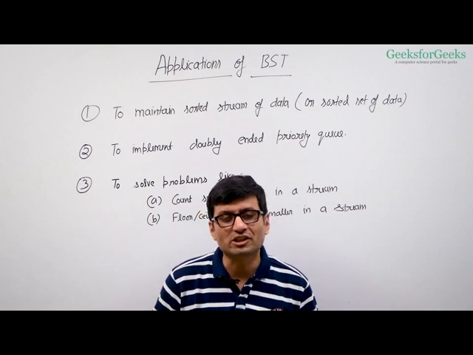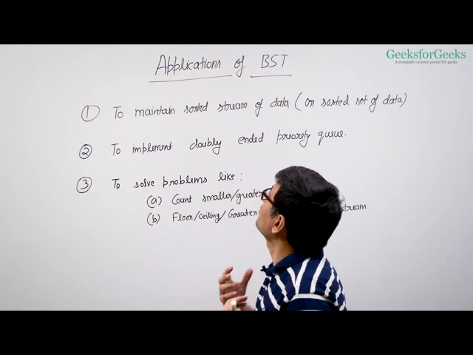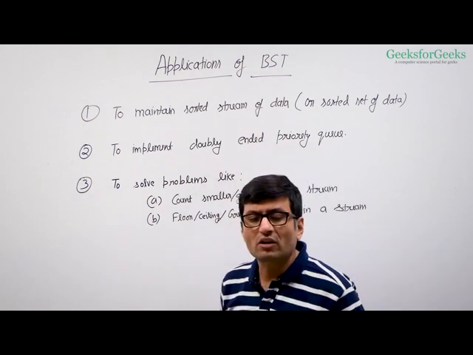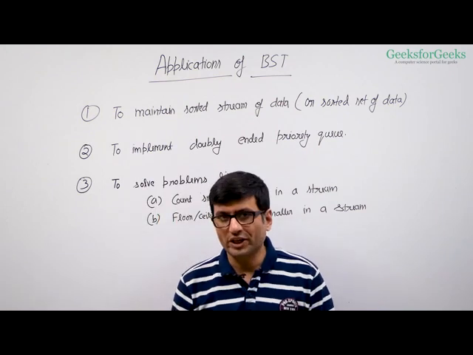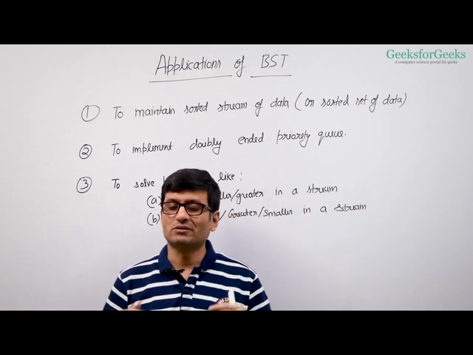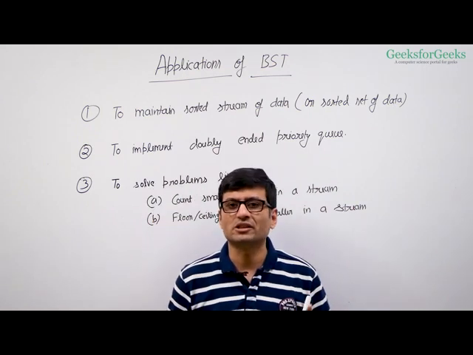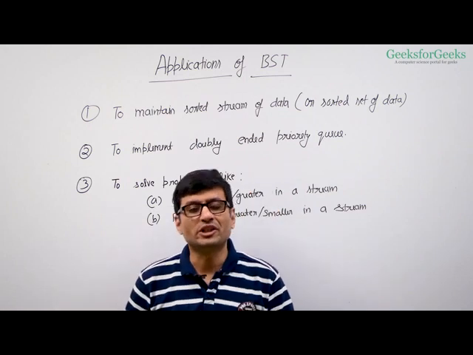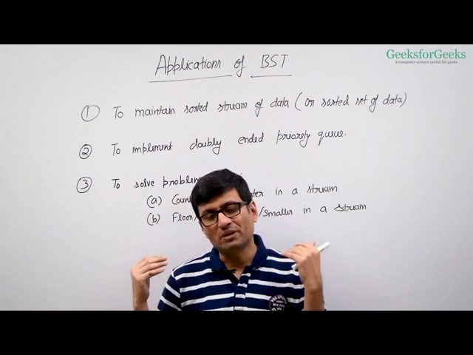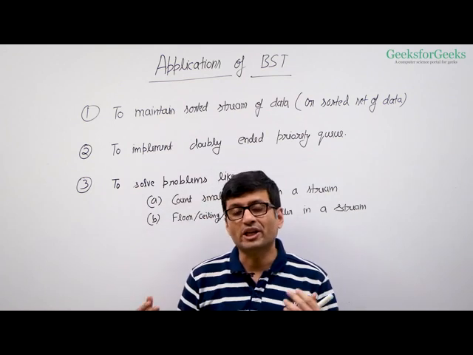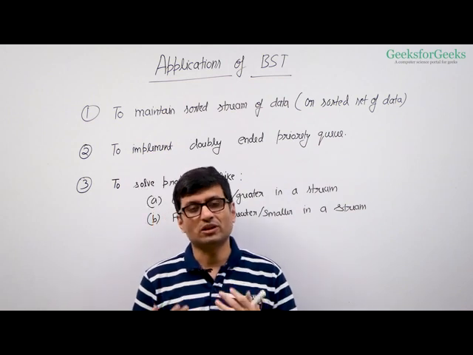So what are the applications of self-balancing BST or BST? The first application is to maintain a sorted stream of data or to maintain a sorted set of data. When you have a stream of data which is coming in and you want to maintain the stream in sorted order, self-balancing BST is the best option. Because when you insert an item into a self-balancing BST, it takes log n time and you can print items in sorted form at any moment by just traversing the self-balancing BST in in-order traversal.